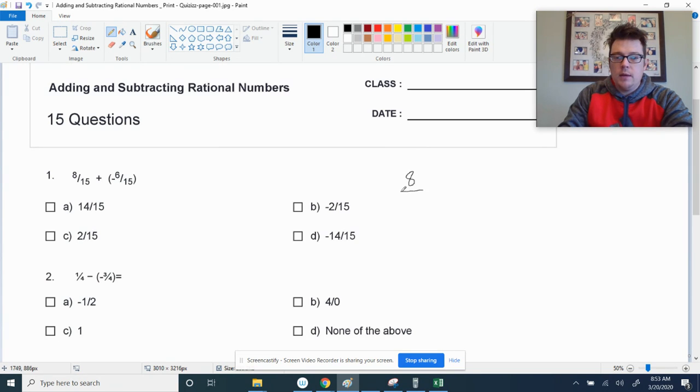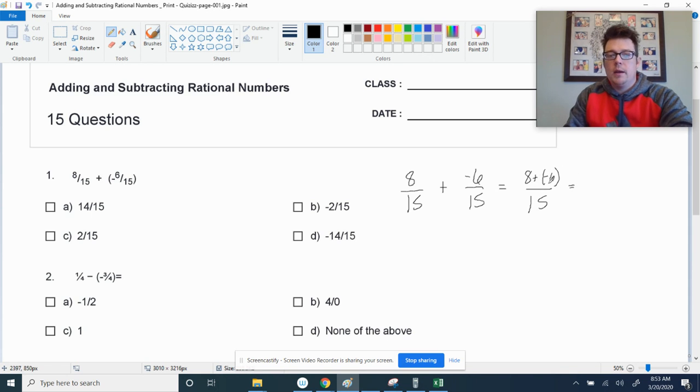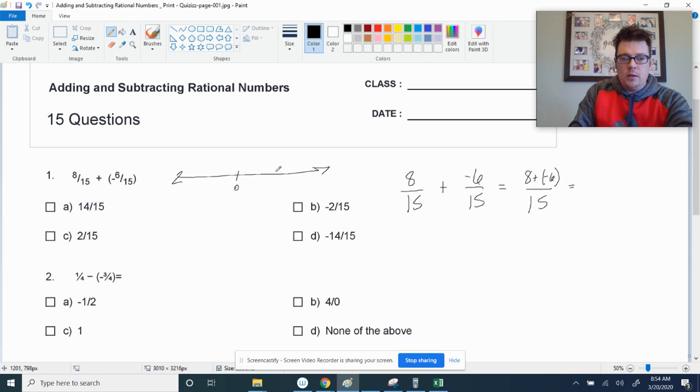So, first one, we're doing 8/15 plus a negative 6/15. Since the denominators are the same, you're going to have 15ths on the denominator. And really all you're doing is what's in the numerator, which is 8 plus negative 6. Going back to what we've talked about before, it's been a while, I know, but if you start at 0 and go to 8 on the number line, and then add negative 6, it's going to go back this way 6, which would land you at positive 2.